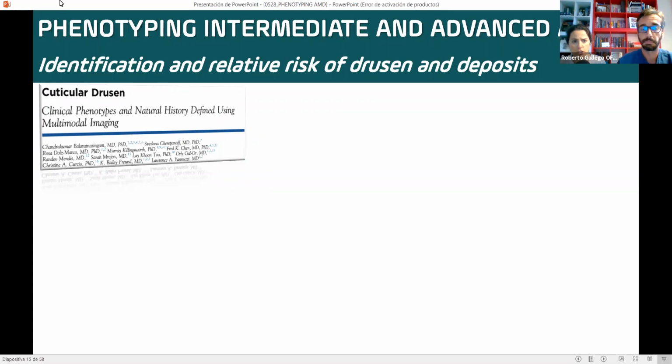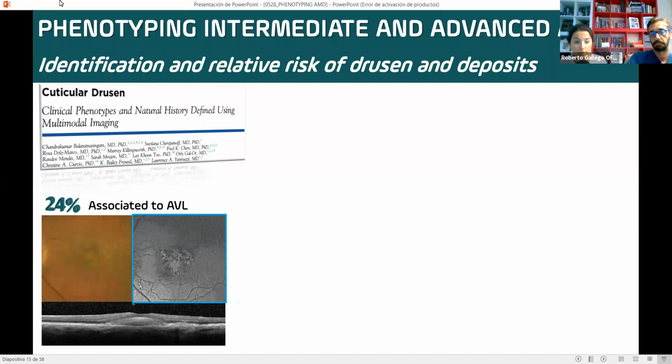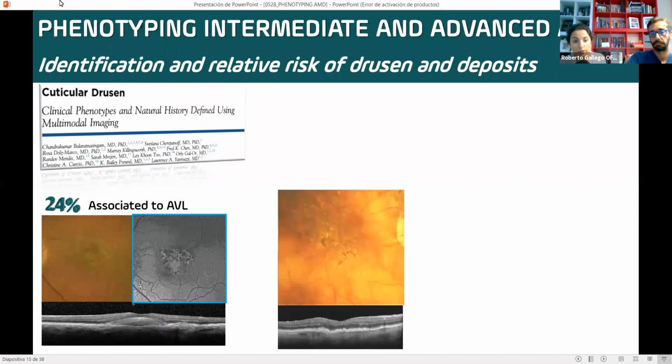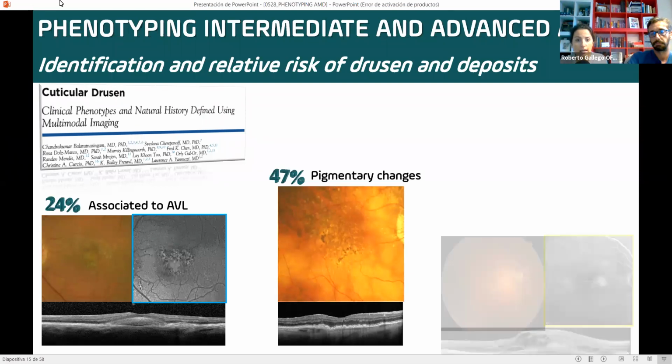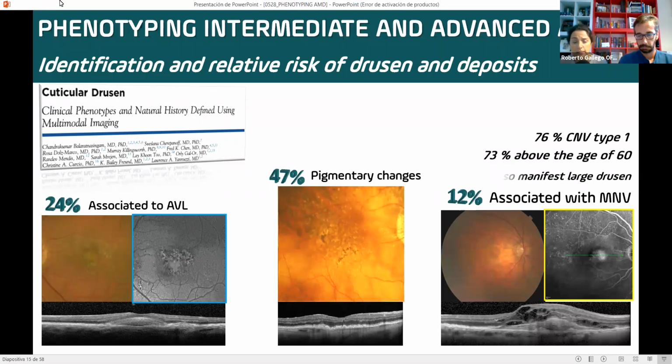And other associations of cuticular drusen that we described in this paper are acquired vitelliform lesions. They are quite frequent, and also pigmentary changes. And the most aggressive progression could be neovascularization that may appear in up to 12%. And what we found is that normally it's type 1 lesions, and lesions with neovascularization don't appear when they are really young. They mostly appear when they are over 60 years old, and mainly in patients with large soft drusen.